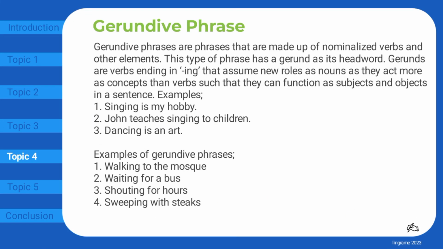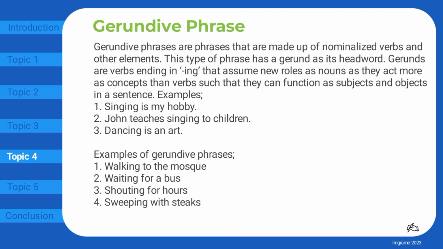Gerundive phrase. Gerundive phrases are phrases that are made up of nominalized verbs and other elements. This type of phrase has a gerund as its head word. Gerunds are verbs ending in -ing that assume new roles as nouns as they act more as concepts than verbs, such that they can function as subjects and objects in a sentence.